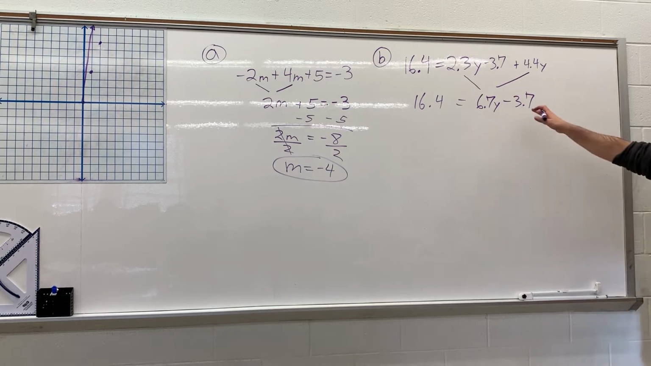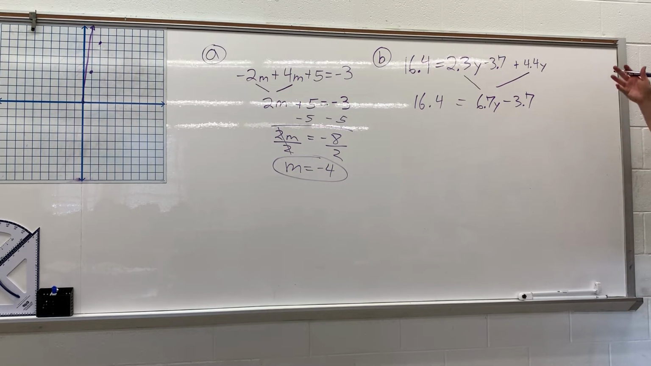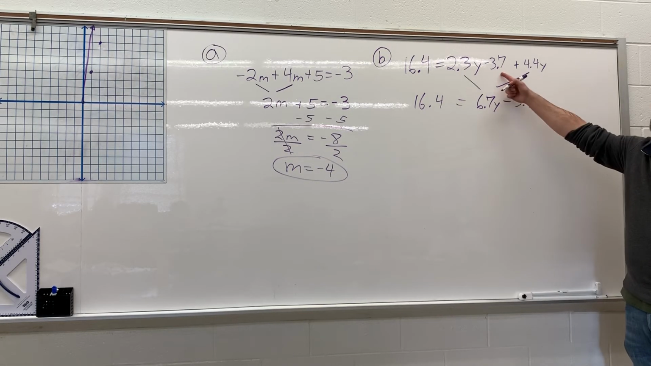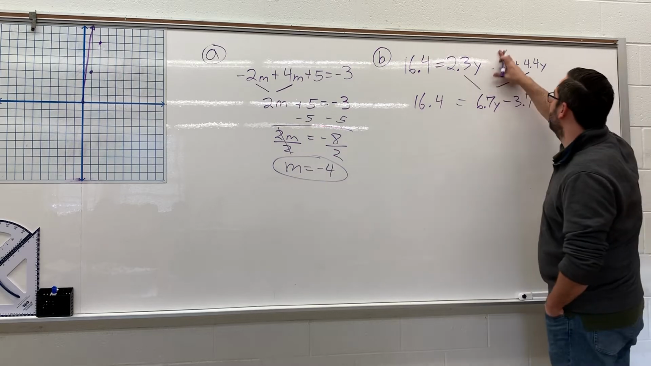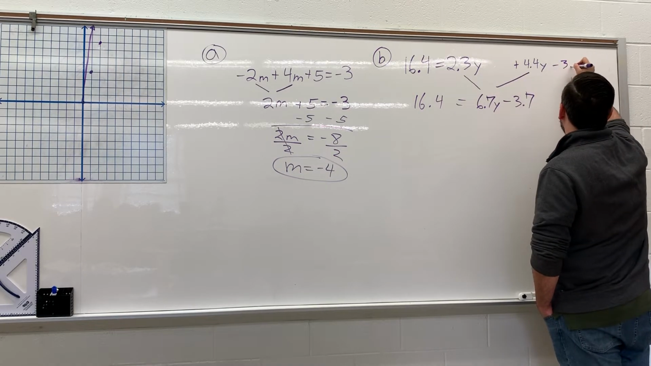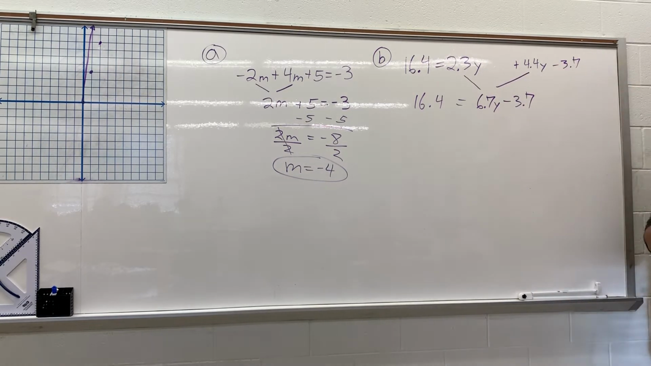I set up the problem differently because I wanted to show you it doesn't matter where it is in that problem. In your problem, that negative 3.7 was over here, right? Well, we didn't combine that with anything, so it just comes down to the next step. Everything that we didn't change comes down.